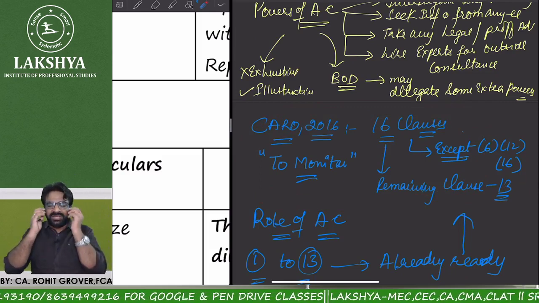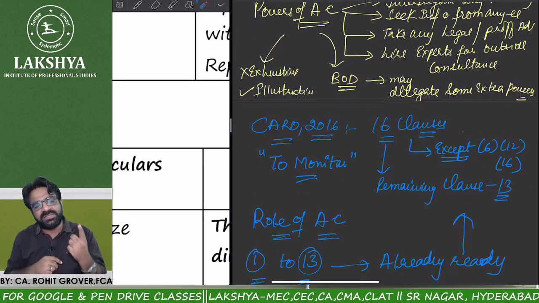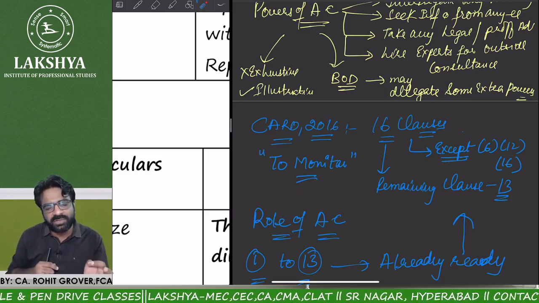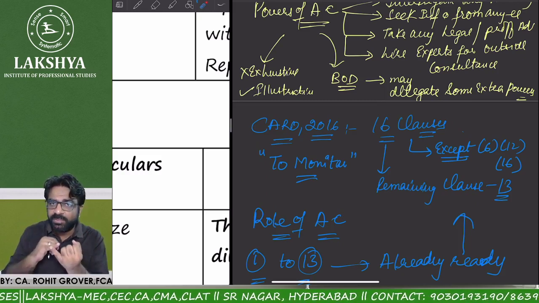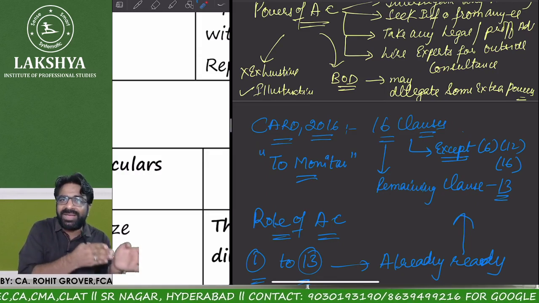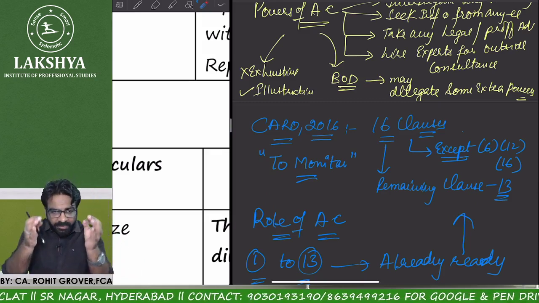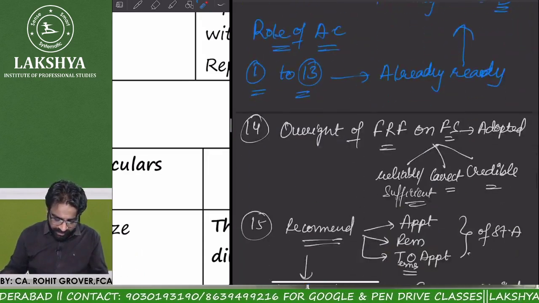If we are not understanding anything in the examination, the trick which I already told you: try to remember the 16 clauses of CARO, which are given under Section 143 subsection 11. Out of those 16 clauses, remove 6, 12, 16 and use the word "to monitor" before every heading of the clause, and that will become the functions of the audit committee. But other than that, what are the extras we have done?